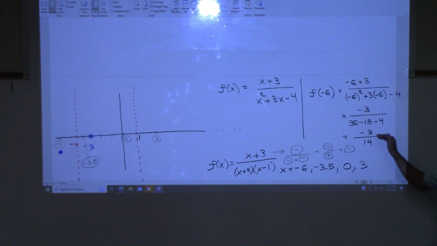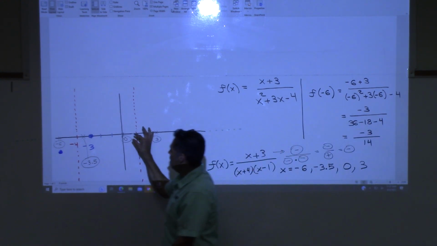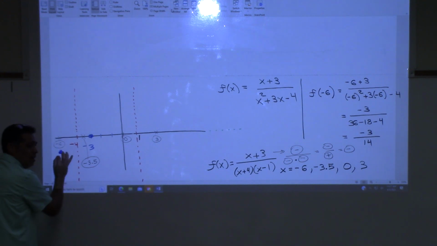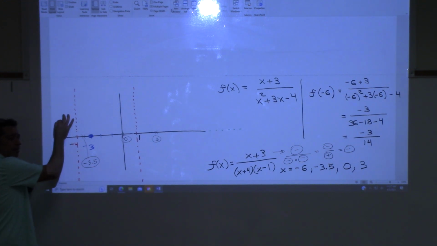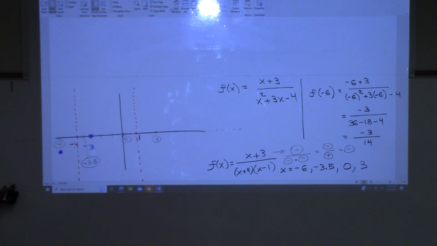I don't even care about the fact that it's -3/14. I just care that it's negative, because that means when I go to -6, I'm going to put a dot below. If it had turned out to be positive, I would put it above. Understand? It's just faster that way, because all we care about is positive or negative.